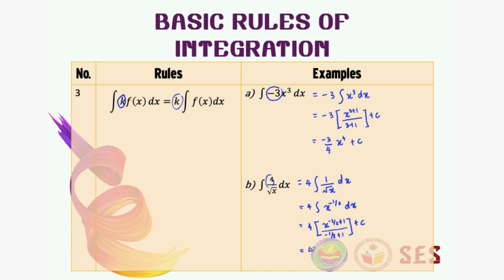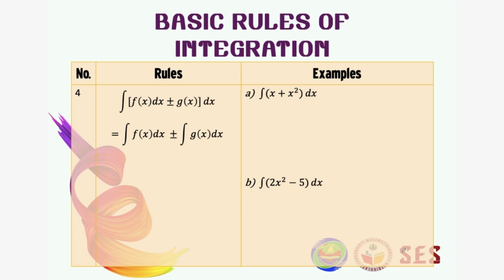So we should get 4 x to the power of 1 over 2 divided by 1 over 2 plus c. So 4 divided by half is 8. So x to the power of 1 over 2, we can write it as square root of x. And don't forget our c. Okay? So this is the last rule.